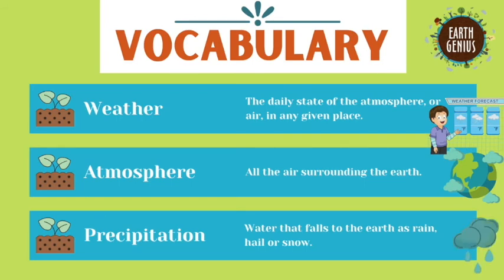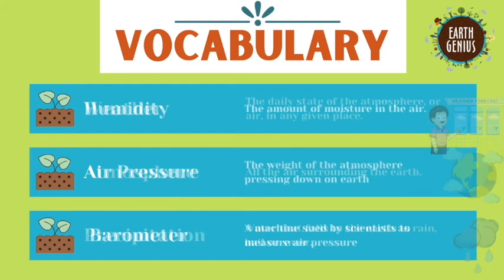Our third word, precipitation, we should try and say together because it's a big one. Let's try it. Precipitation. And precipitation is just a fancy word for anything that falls from the sky, like rain, snow, hail. Any form of water that can fall down on us is a form of precipitation.